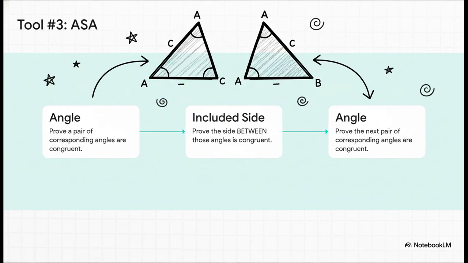Next up is angle side angle, ASA. This is basically the reverse of the last one. This time, the side is the filling in the sandwich, locked between two angles. If you can prove that this pattern, angle, then side, then angle, matches up, the triangles are definitely congruent.